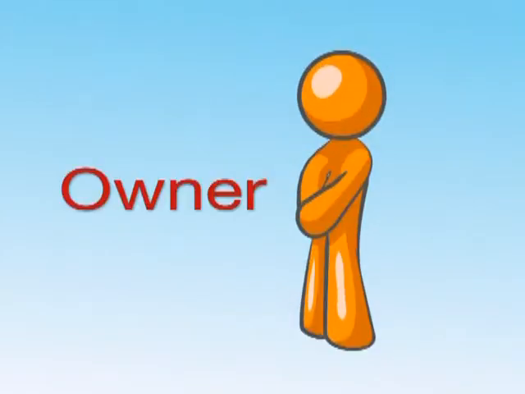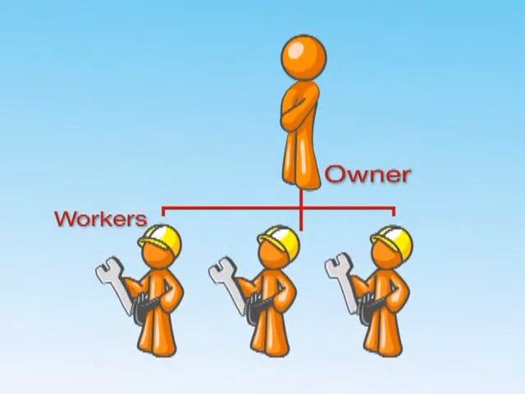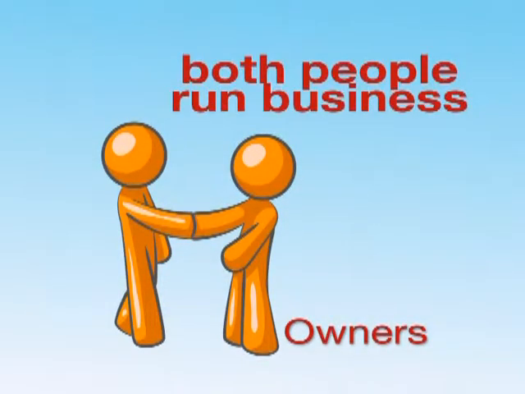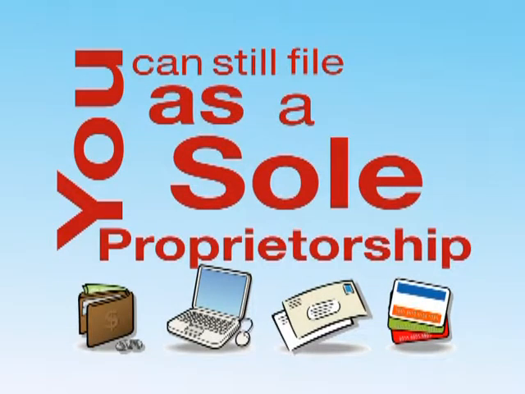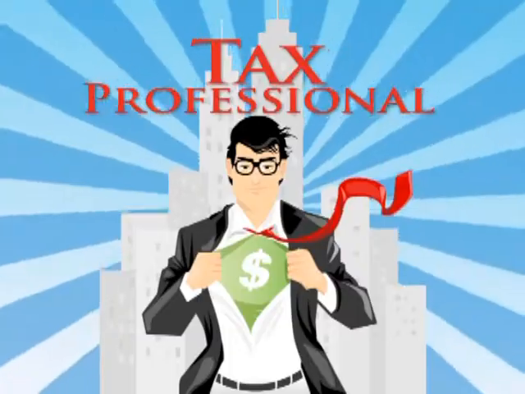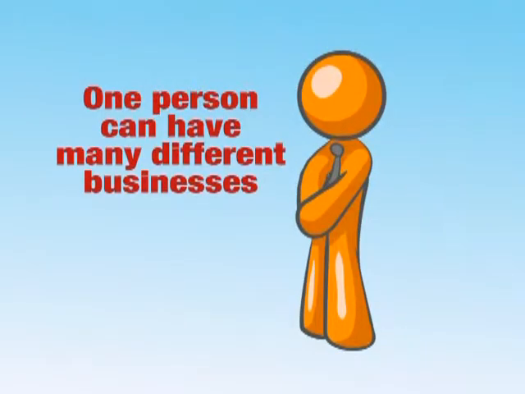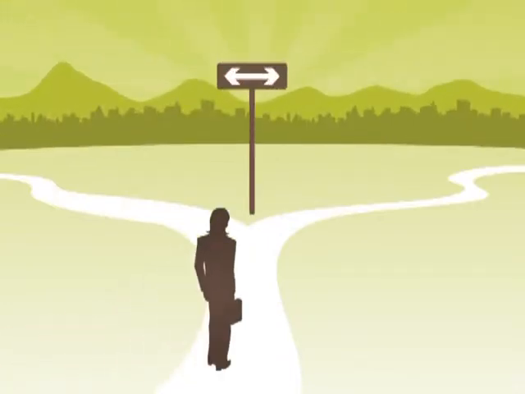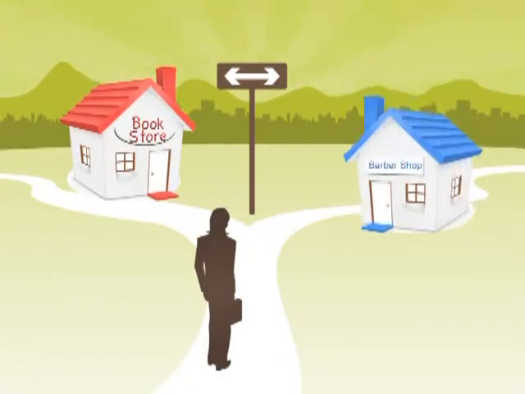You can have employees, but only one owner for a sole proprietorship. However, if you are married and both people in the marriage are running the business, in this case, you can still file as a sole proprietorship. See your tax professional for the specifics if this is your situation. Also, one person can have many different businesses. For example, if you have a bookstore and a barbershop, then you will need two Schedule Cs.